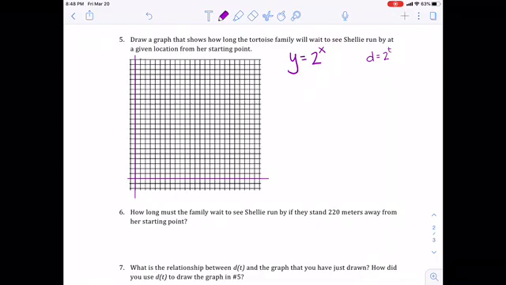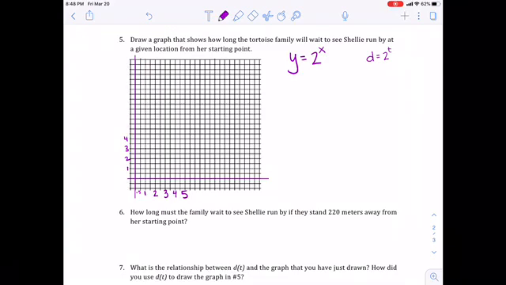Okay, so there's my y-axis. And when I make my scale, I'm going to count by 0.5. So I'm going to have 0.5, 1, 1.5, 2, 2.5, 3, 3.5, 4, 4.5, 5, and so on. I'm going to do the same thing here on my y-axis. So I have 0.5, 1, 1.5, 2, 2.5, 3, 3.5, 4, and so on.